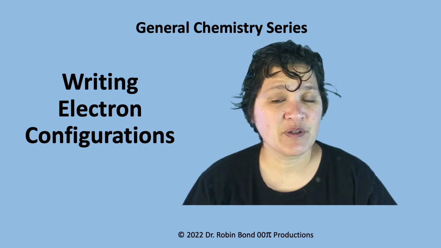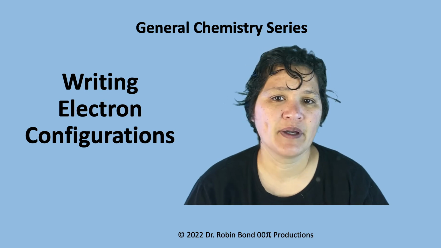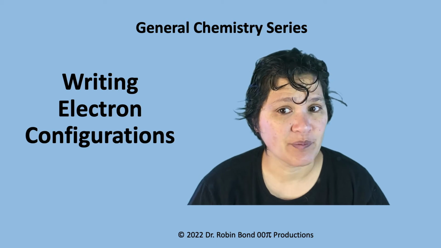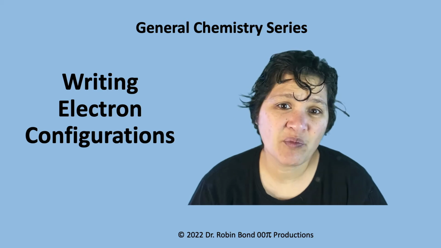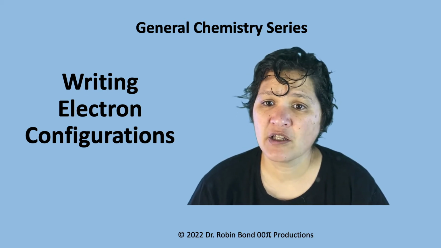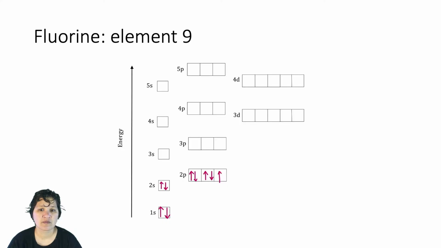Today I'm going to be explaining how to write electron configurations if you don't want to use a diagram. As I said in the last video, electron configuration diagrams are pretty useful, but they do take up a lot of space, and sometimes we want to explain where electrons are in a more compact way. So that's what I'm going to show you in this video. Along the way, you'll get a bit more exposure to writing electron configurations.